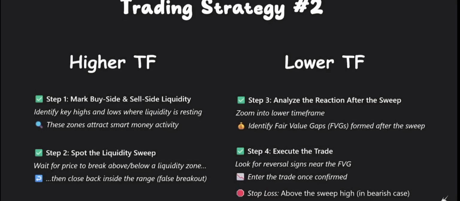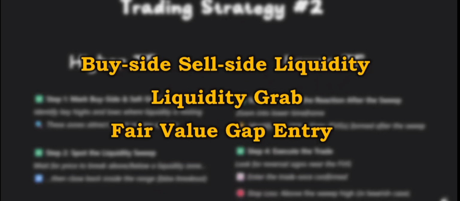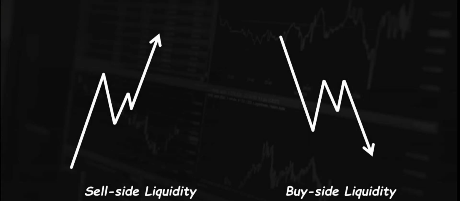The second trading strategy also uses two time frames and combines the concepts of buy-side and sell-side liquidity, liquidity sweep, and fair value gaps as an entry point. So, what is buy-side and sell-side liquidity? Liquidity above a high or a group of highs represents buy-side liquidity, and liquidity below a low or a group of lows represents sell-side liquidity.